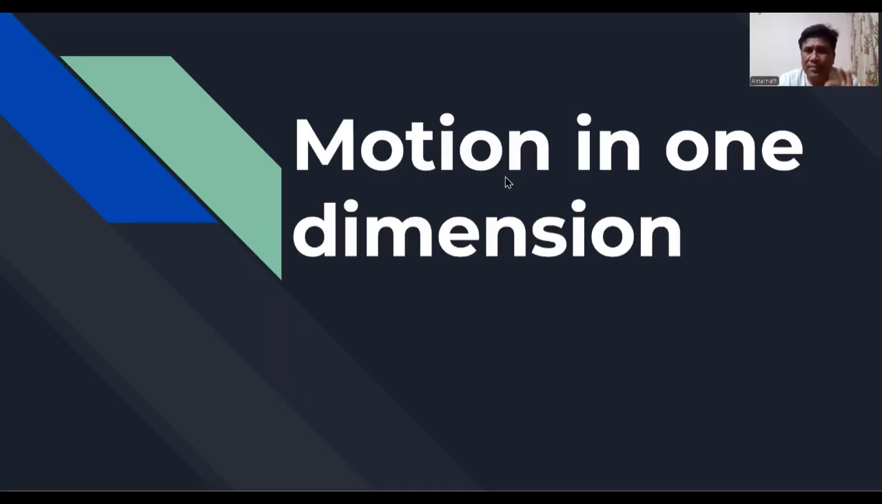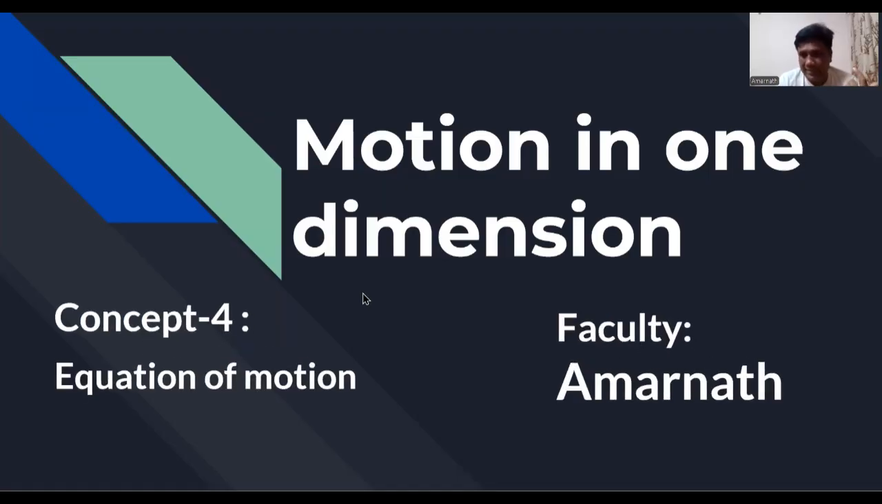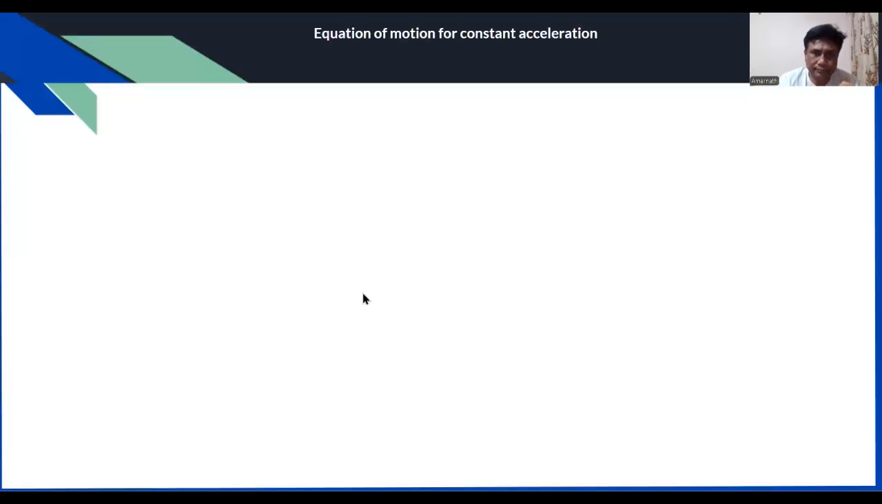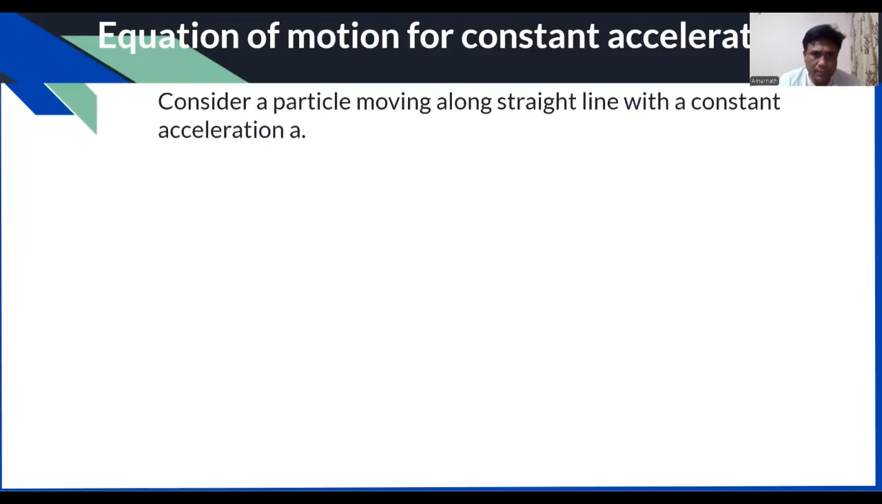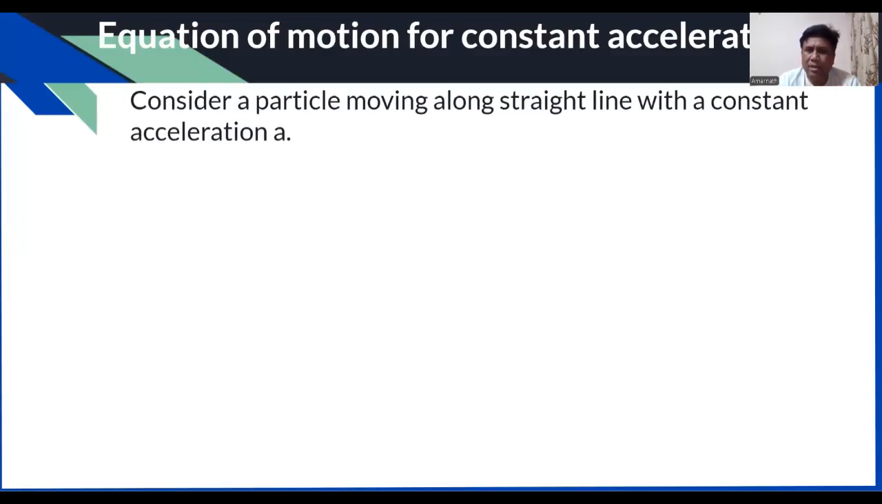Today's topic will be basically the concept of equations of motion only. Okay, so let us start. Let us have a particle moving along a straight line with constant acceleration. Remember, all the equations will be valid only when acceleration is constant. First, you have to verify whether the acceleration is constant or not. If it is constant, then only it is going to be valid.